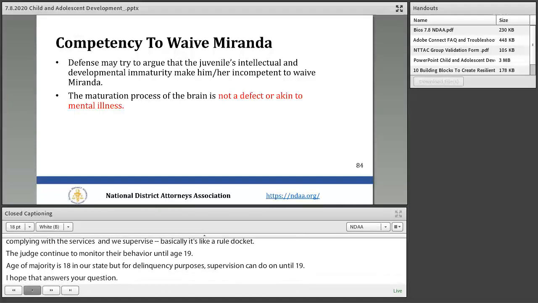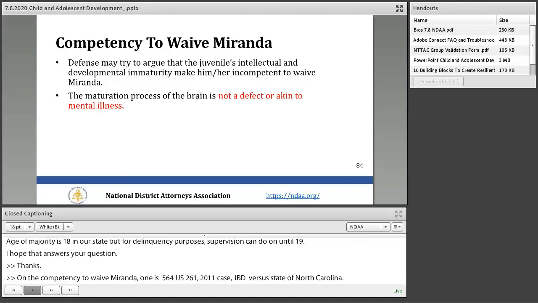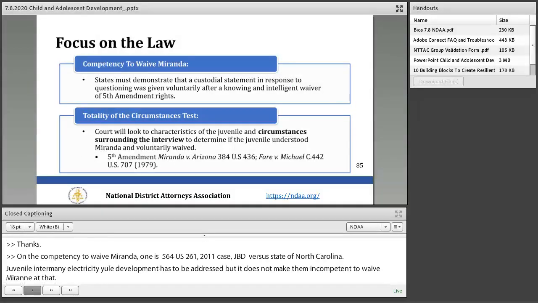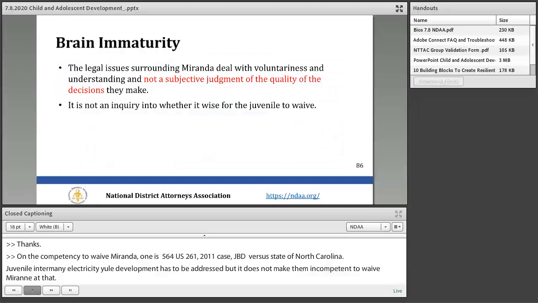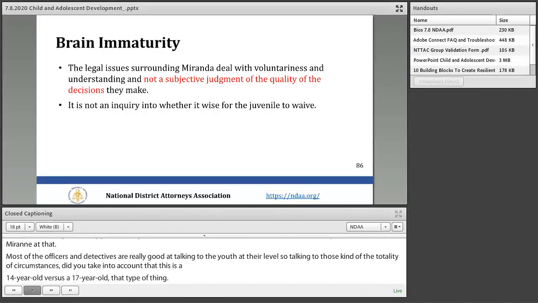On competency to waive Miranda, one of the really important cases is J.D.B. versus North Carolina, 564 U.S. 261, a 2011 case. J.D.B. talks about how juveniles' intellectual development has to be addressed, but it does not make them incompetent to waive Miranda. I think most of our officers and detectives are really good at talking to the youth at their level, and so looking at the totality of circumstances, did you take into account that this is a 14-year-old versus a 17-year-old, that type of thing?